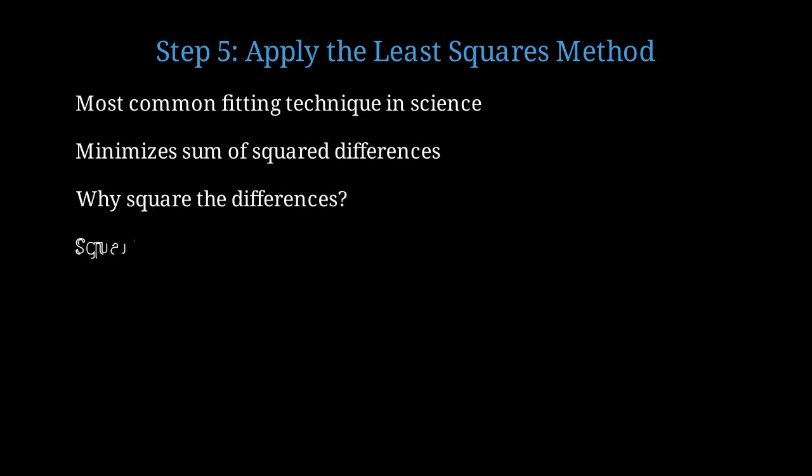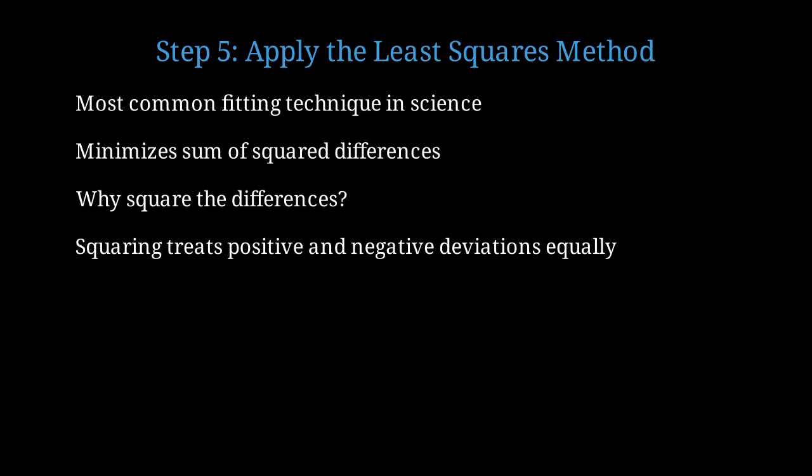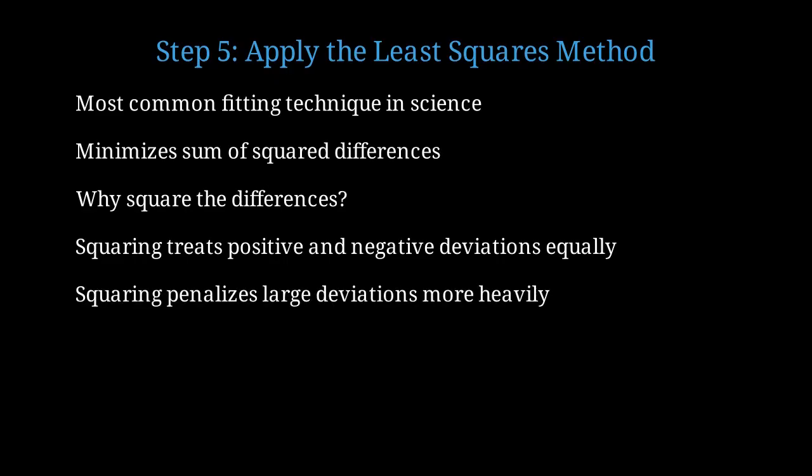Great question. Squaring ensures that positive and negative deviations contribute equally. Without squaring, they could cancel out. Squaring also penalizes large deviations more heavily than small ones, which gives us a more robust fit. Mathematically, we minimize S, which is the sum from i equals 1 to n of the quantity yi minus f of xi, all squared.